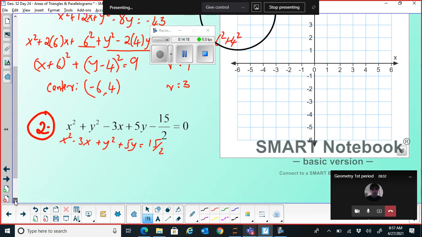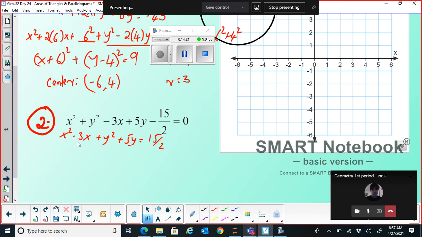Then next, let's divide the x term. So here I can write it as x square minus 2 times 3 over 2, I can write it in this manner, times x plus, let me leave this space blank, plus y square plus 2 times 5 over 2 times y plus, with this blank, equals 15 over 2.